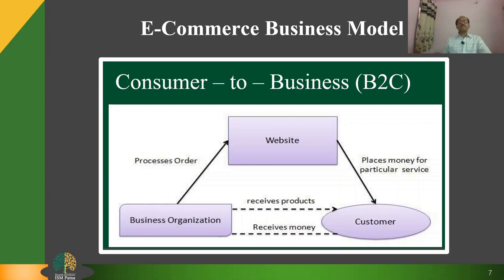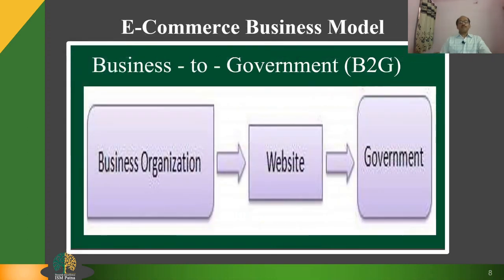The next one is B2G, I mean business to government. The B2G model is a variant of the B2B model. That is, the business to government model is a variant of the business to business model. Such websites are used by the government to trade and exchange information with various business organizations. Such websites are accredited by the government and provide a medium for businesses to submit application forms to the government.